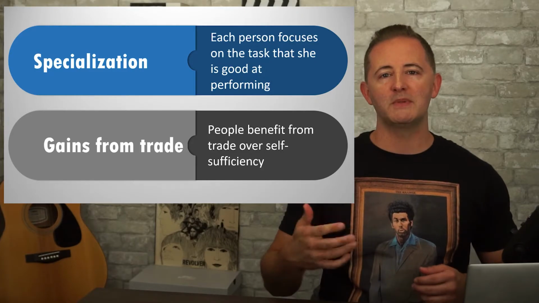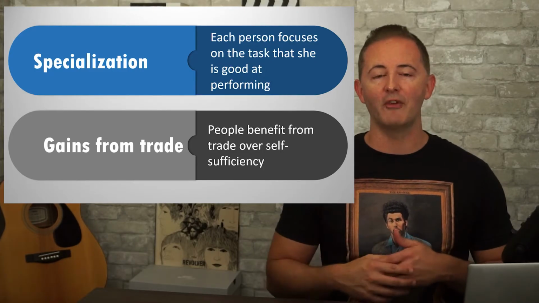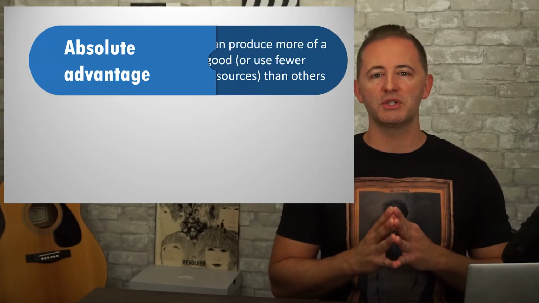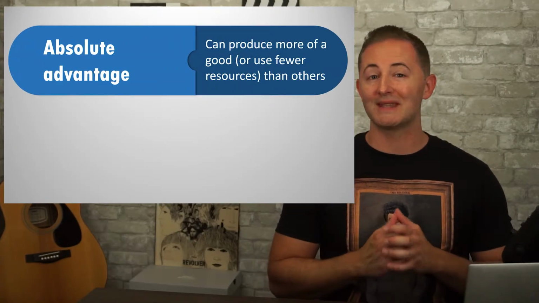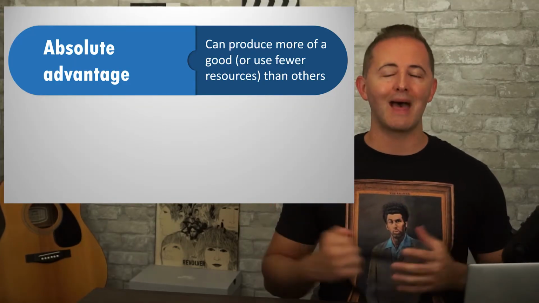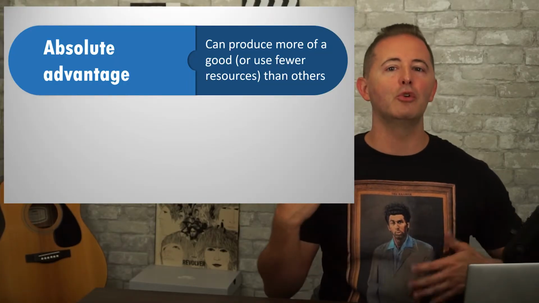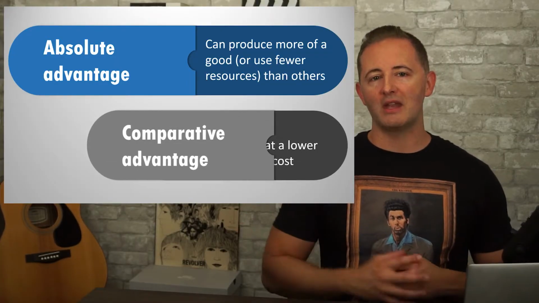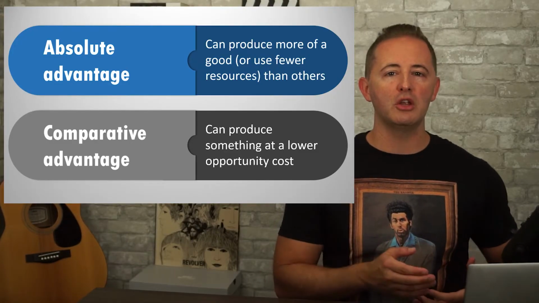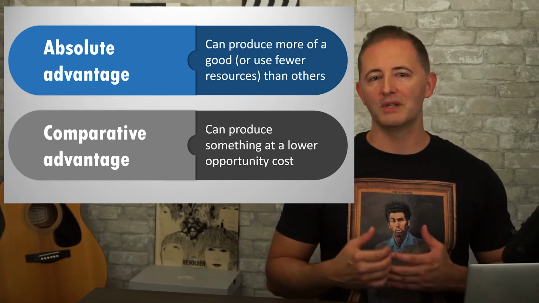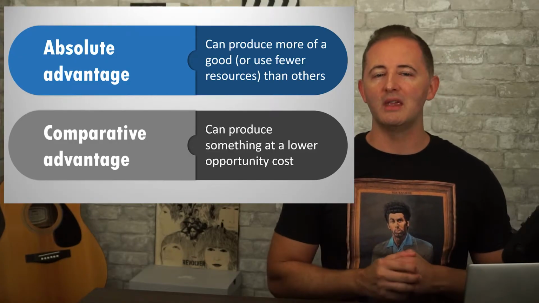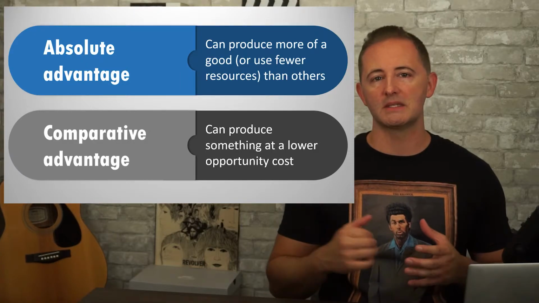Well, we have 2 types of advantages a person or country can have: absolute and comparative advantage. Absolute advantage means that a person can produce more of a good or service than anybody else with the same resources. They're the best at producing that thing. They can make more, they can do it faster. Comparative advantage, on the other hand, means that a person can produce something at a lower opportunity cost than the other person. In other words, they give up less than the other person does to make that same thing.